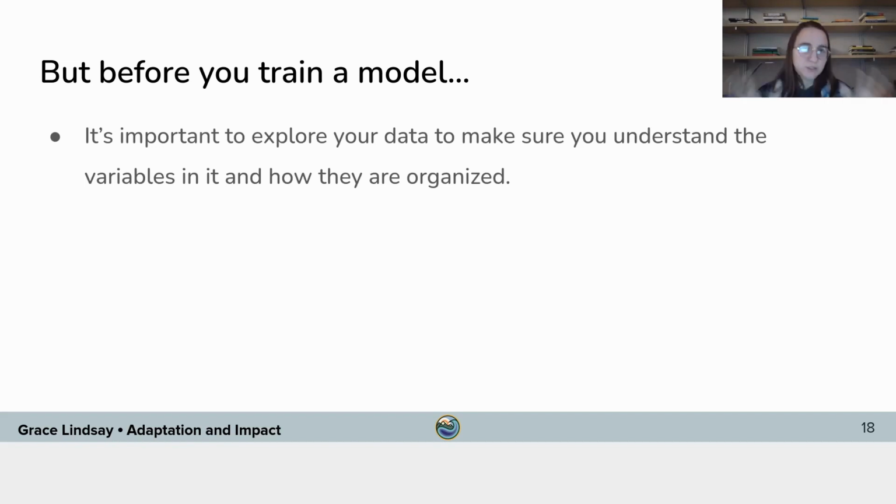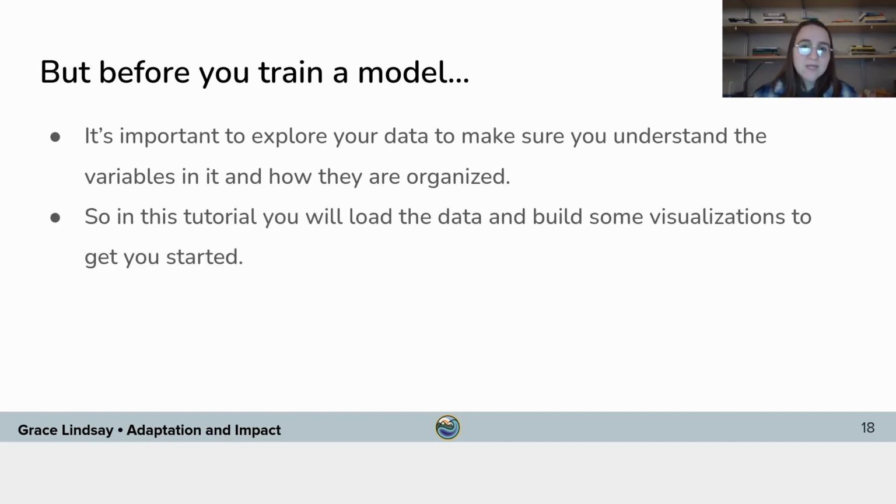Now, before you actually start training a machine learning model, it's important to explore your data. You want to make sure that you understand what the variables in the data set mean, how they're organized, how they relate to each other, and how they're distributed. What are their actual values? So the first tutorial you'll be doing now is to load the data and build some visualizations to help you get started and make sure that you understand what you're working with.